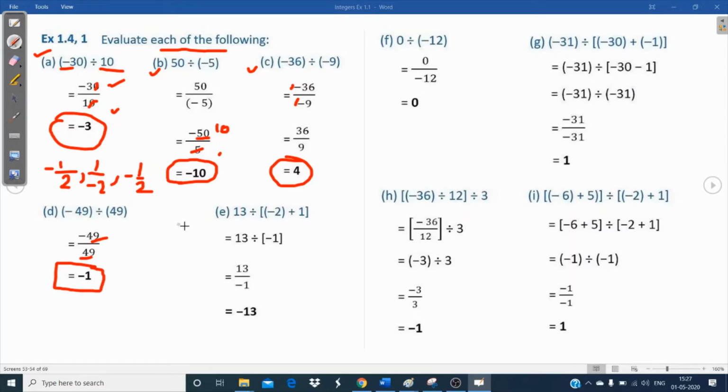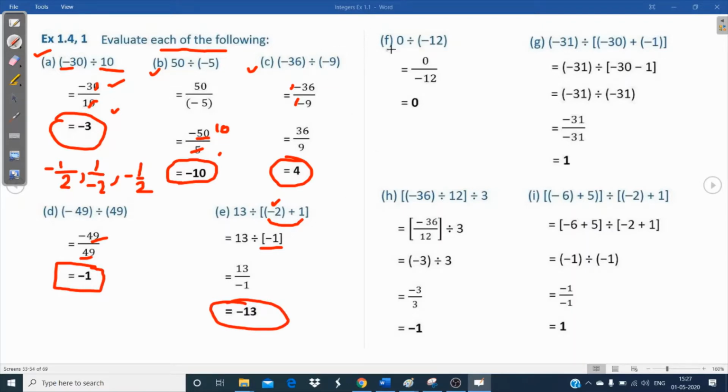what will you get? Minus 1. Now in the fifth part, 13 divided by this entire term. Here you can see a bracket is there and we have to solve the bracket first. So we'll resolve the value in the bracket. Now minus 2 plus 1: minus plus minus, and the sign will be of the bigger number, so minus 1 will be left. So in the next step, 13 divided by minus 1, that will give you minus 13.